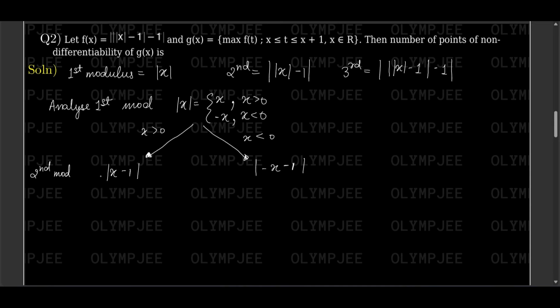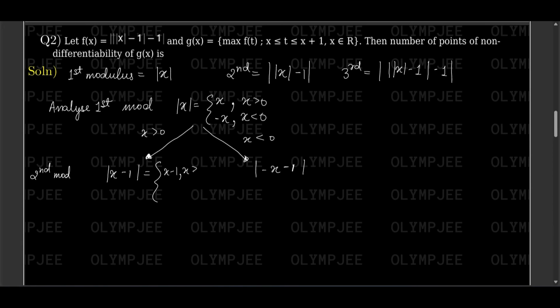Now let us analyze this. When will this be positive? It will be positive when x is greater than 1, right? If x is 2, then 2 minus 1 is 1, which is positive. But if x is between 0 and 1, since x must be greater than 0 for this definition, like 0.5, then 0.5 minus 1 is minus 0.5, so we have to put a minus sign. So it will become x minus 1 if x is greater than 1, and minus x minus 1 if x is between 0 and 1.